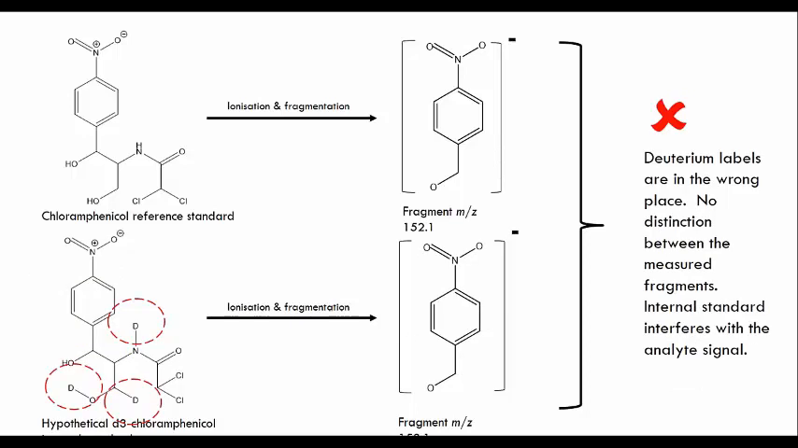I had to think of a hypothetical molecule to illustrate the counterexample. Now this is the same mass spectrometry conditions, looking for the same fragment. But if you had the D3 positions in the molecule on the bottom left, then none of the deuteriums make it through to the fragment you're looking at. So there's no way of distinguishing your internal standard from your analyte.